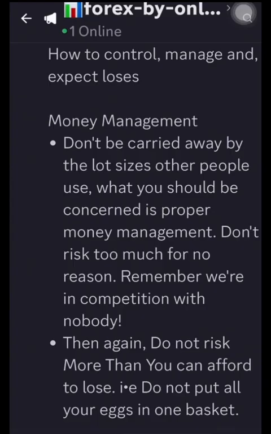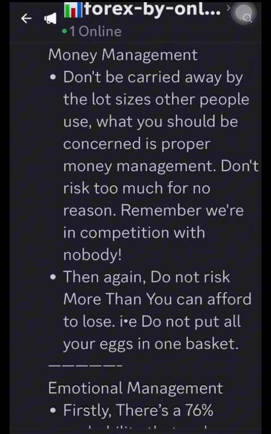Focus on your lot size. What you can afford to lose. Don't put all your eggs in one basket. Don't risk too much for no reason. Remember, we are in competition with nobody. Then again, do not risk more than you can afford to lose. I've said this. That is, do not put all your eggs in one basket.